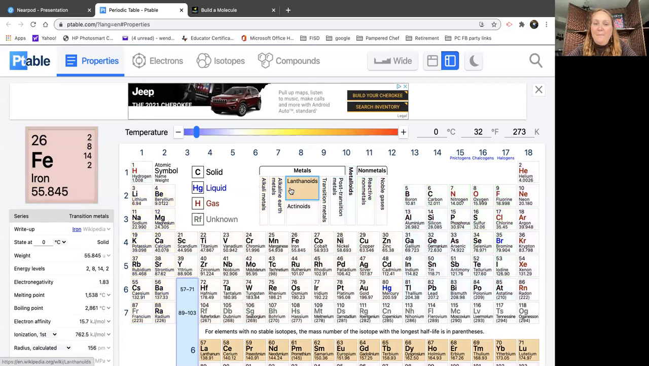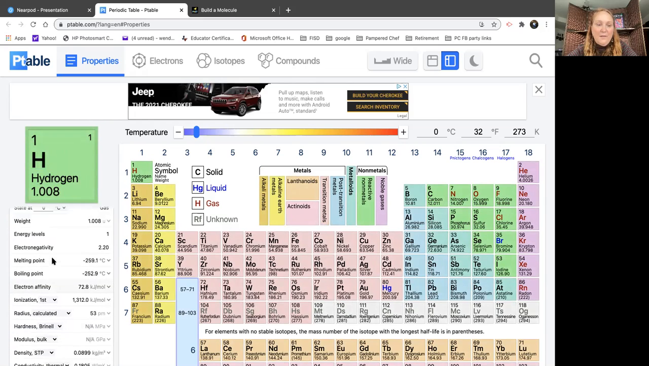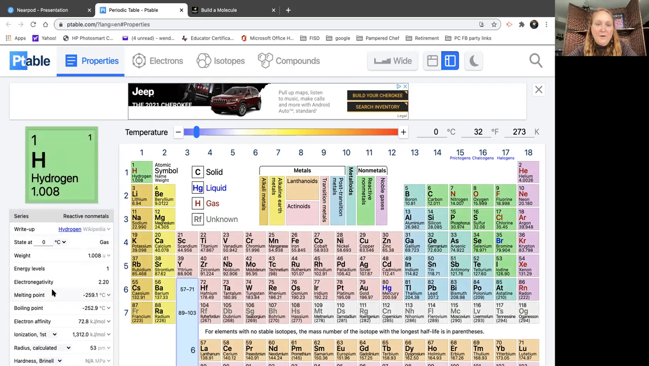And we've talked about metals, nonmetals, and metalloids. So when you hover over that, you can see all of the metalloids. When you hover over the nonmetals, you can see the nonmetals. When you hover over the metals, you can see the metals. When you click on an element, you can see the physical properties of the element right over here.